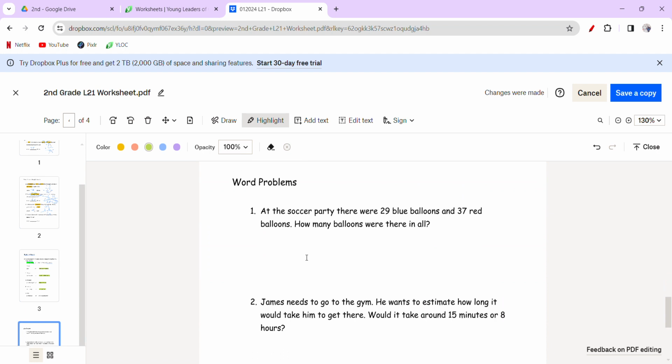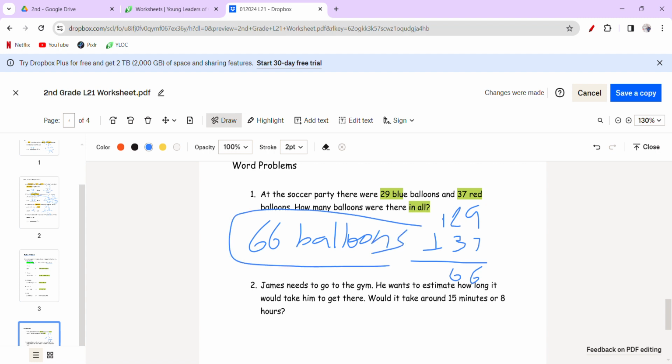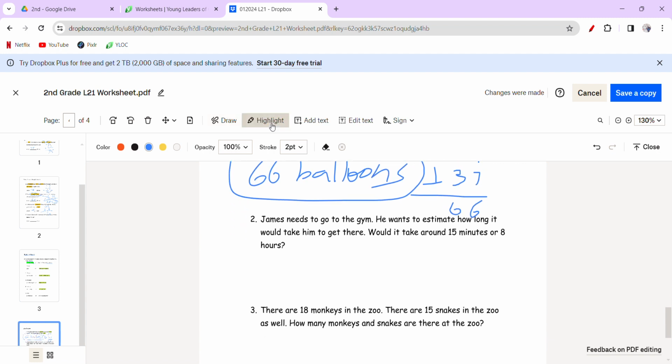Moving on to word problems. At the soccer party, there were 29 blue balloons and 37 red balloons. How many balloons were there in all? Okay, that keyword gives it away, so we know what to do. We know how to add, right? So 29 plus 37. 9 plus 7 is 16. And 2 plus 3 is 5. 5 plus 1 is 6. So how many balloons were there in all? It would be 66 balloons.